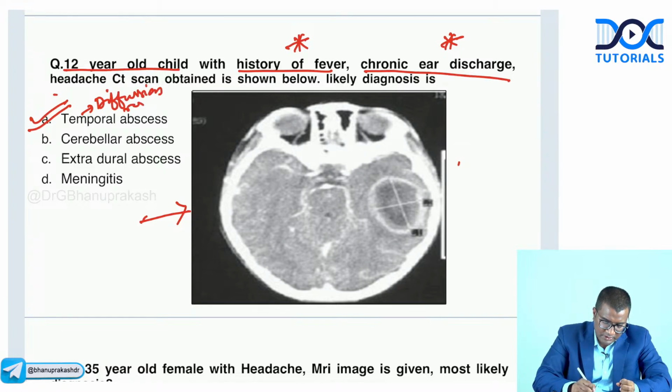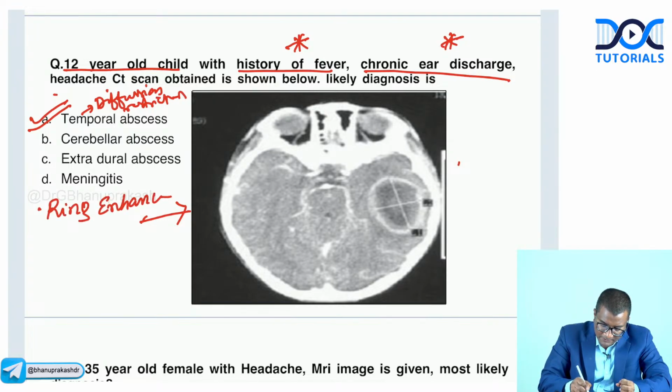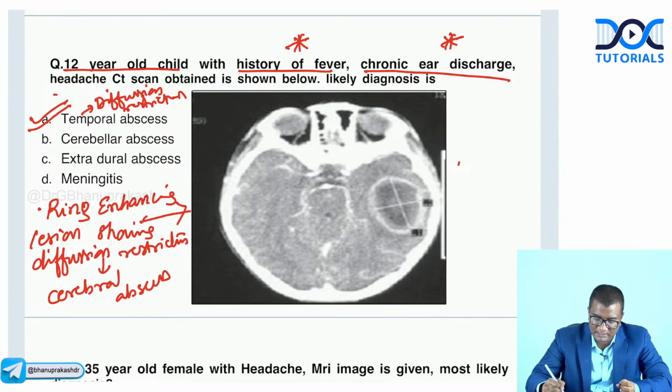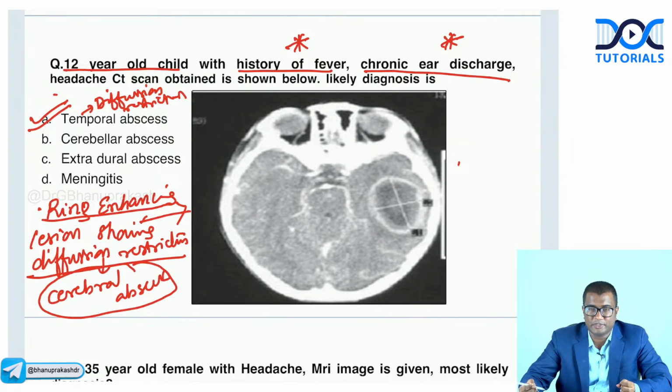So please remember, if you have a ring enhancing lesion, like how here it is enhancing like a ring, and it shows diffusion restriction, it is a cerebral abscess. So based on the location, this is in the temporal lobe. So ear discharge patient, it will spread to the temporal lobe. So this is cerebral abscess. Remember, cerebral abscess is a ring enhancing lesion showing diffusion restriction.